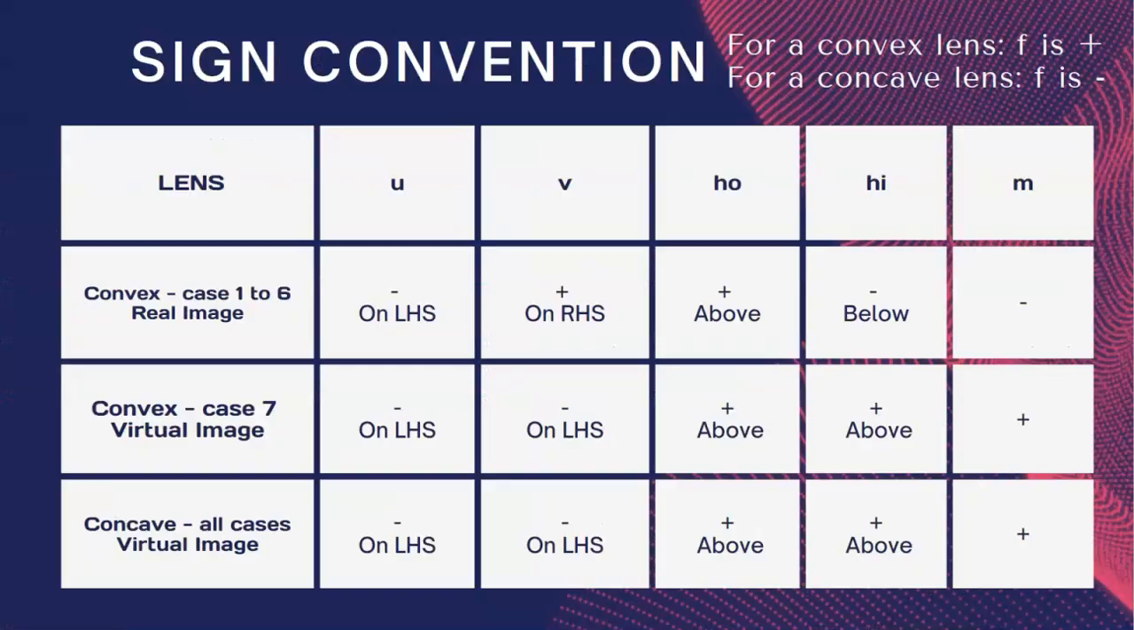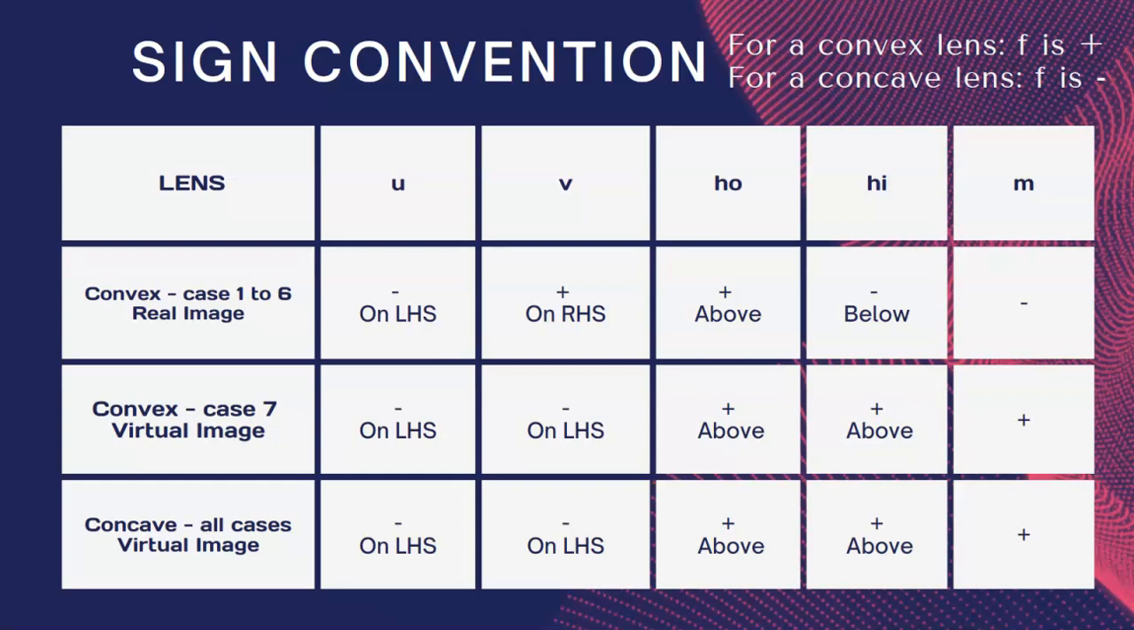And the last thing before we start with numericals is we have to memorize or understand sign convention. Again, two important things. For a convex lens, focal length is taken to be positive. For a concave lens, focal length is taken to be negative. We are going to define 5 parameters for each case of both the lenses.